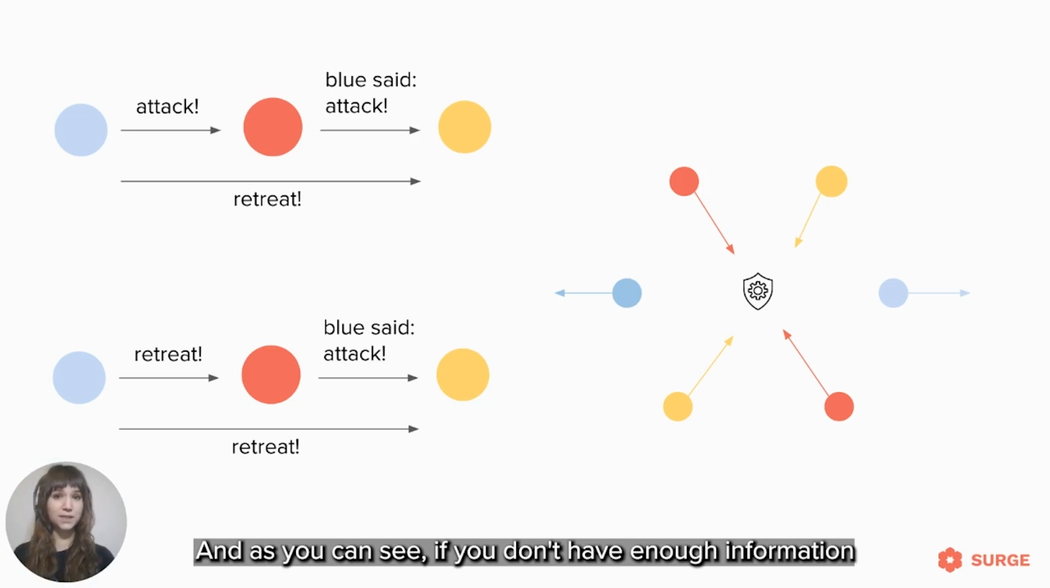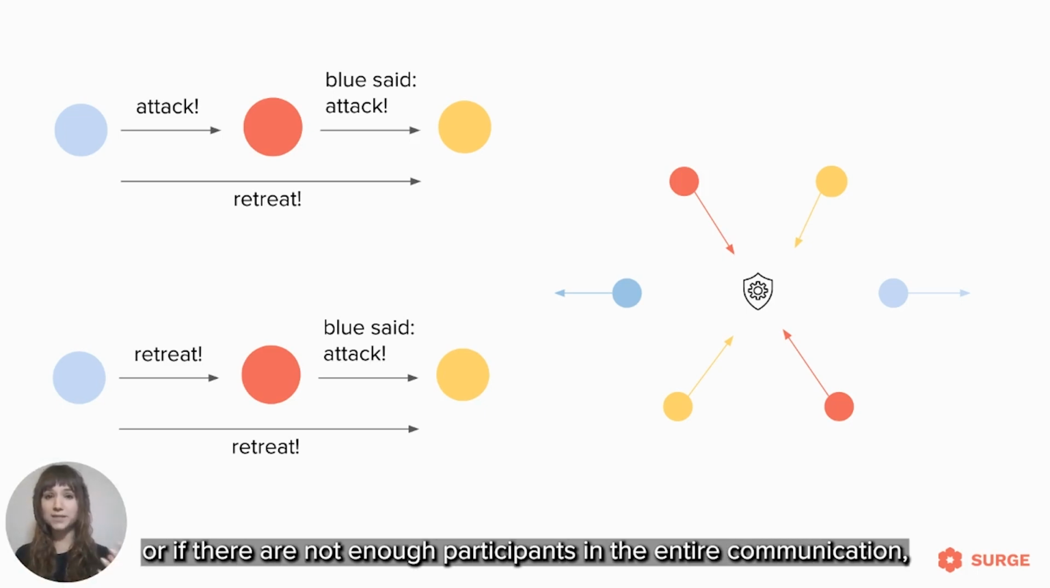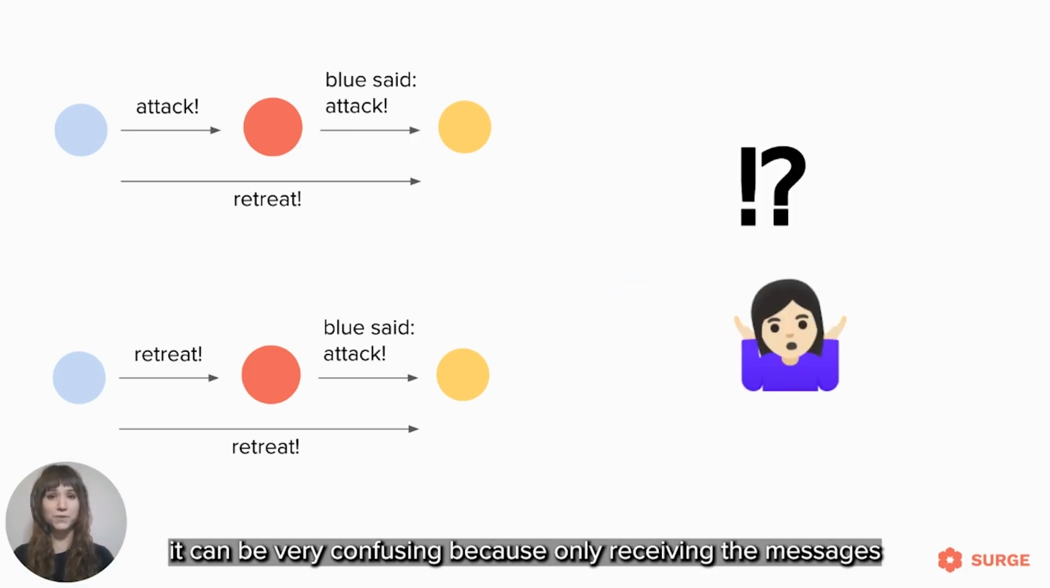And as you can see, if you don't have enough information or if there are not enough participants in the entire communication, it can be very confusing, because only receiving the messages doesn't give you enough data on who actually is the traitor.